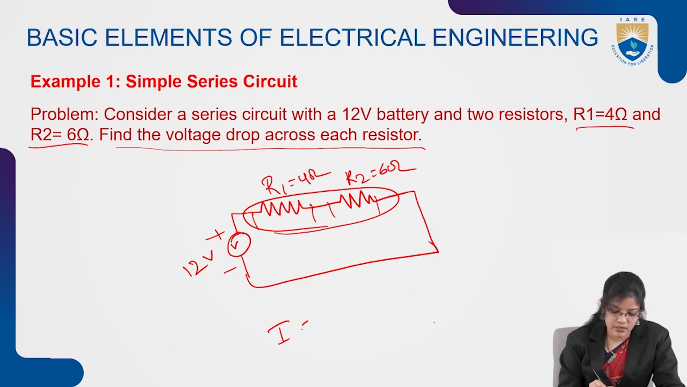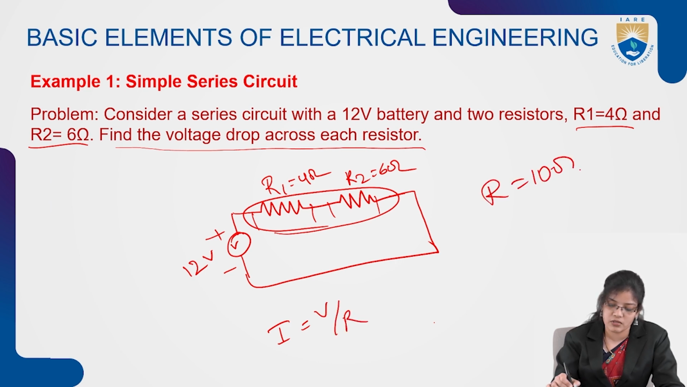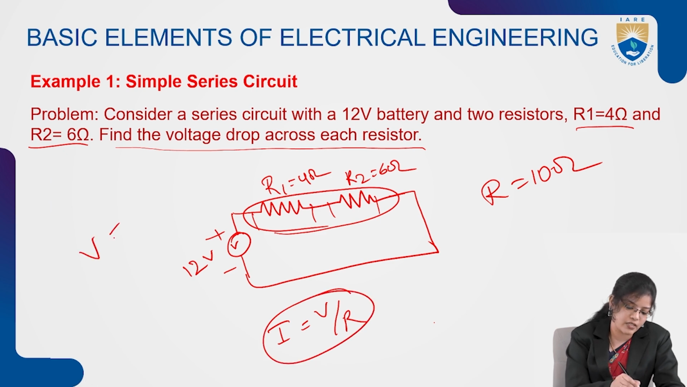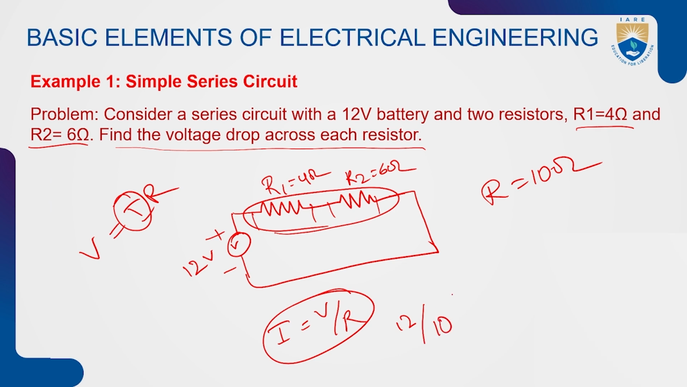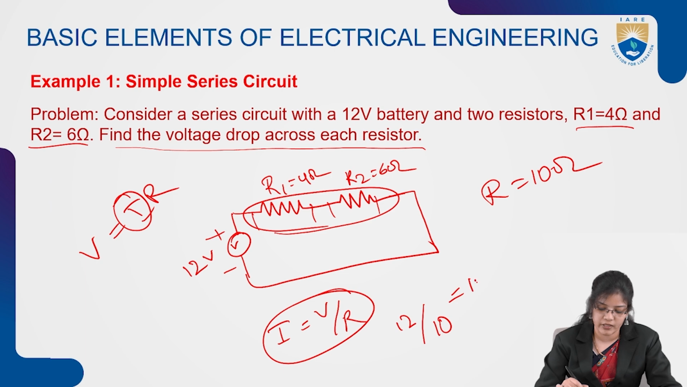After finding the R equivalent, we need to calculate current. So I is equal to V by R, from the formula V is equal to IR. We already know R is 10 ohms. So the voltage is given as 12 volts and the resistance is 10 ohms. The amount of current flowing is 1.2 amperes.